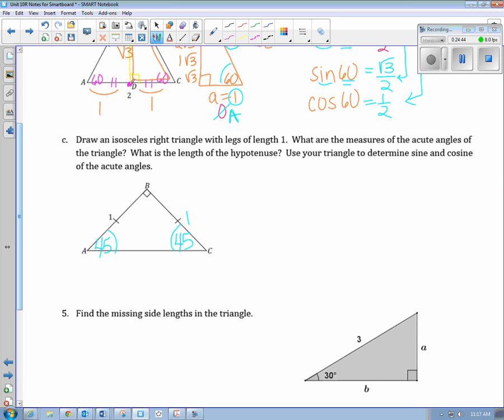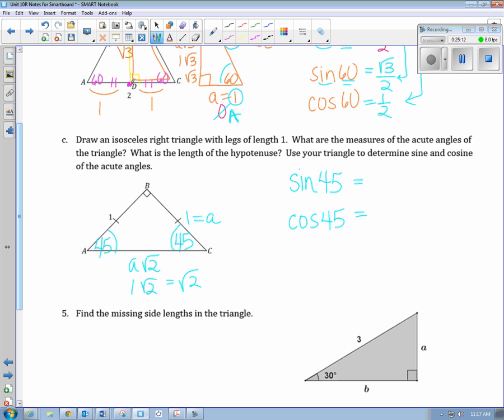So the length of the hypotenuse, if we use the special right triangles, is the radical 2 side, which is 1 radical 2, which is just radical 2. It says use your triangle to determine a sine and cosine of the acute angles. So I'm essentially looking at the sine of 45 and the cosine of 45. I only need to do one of the angles because they're equal.